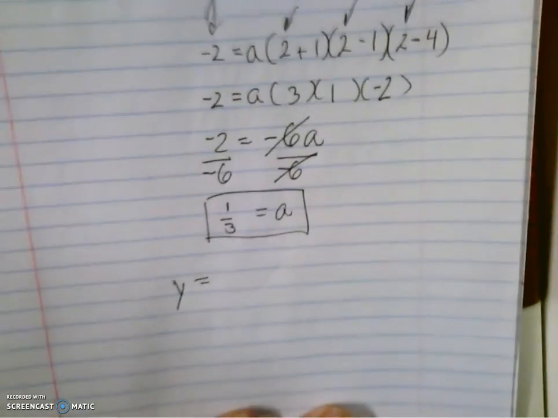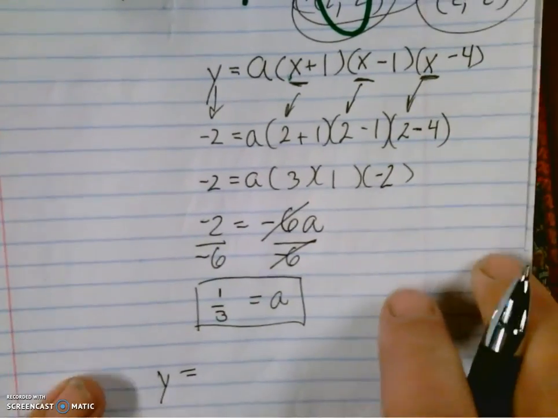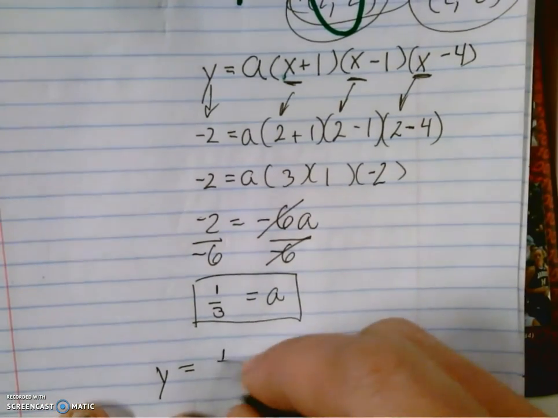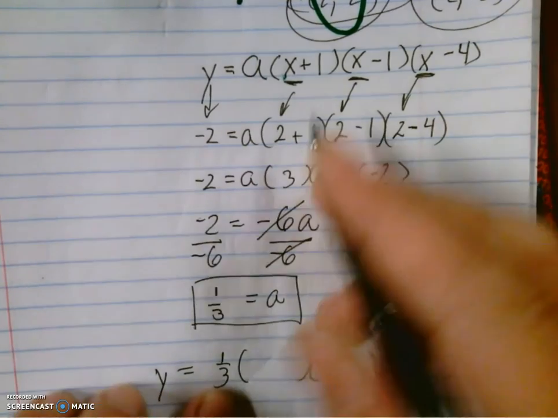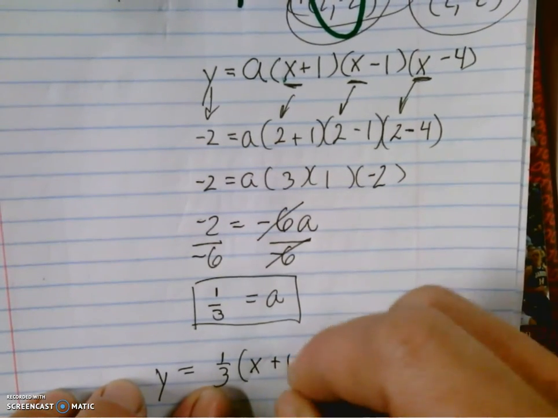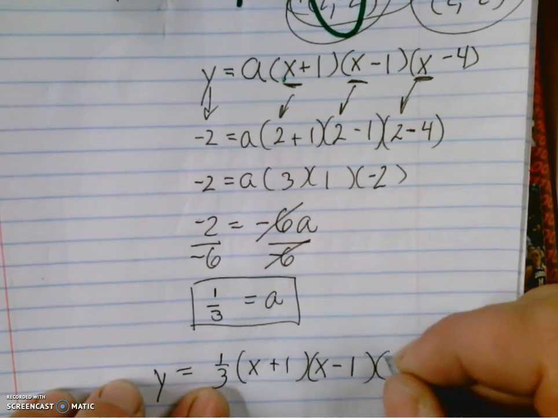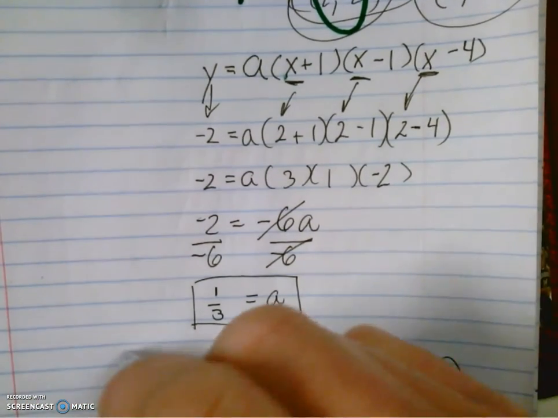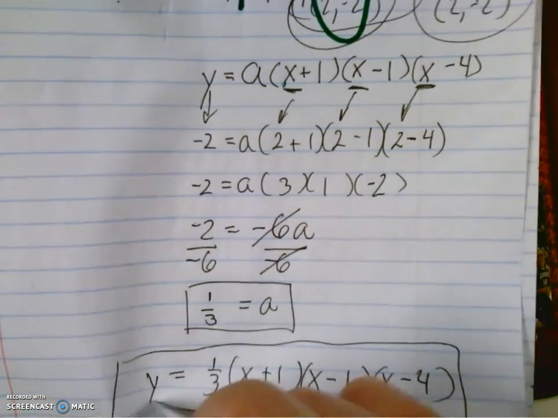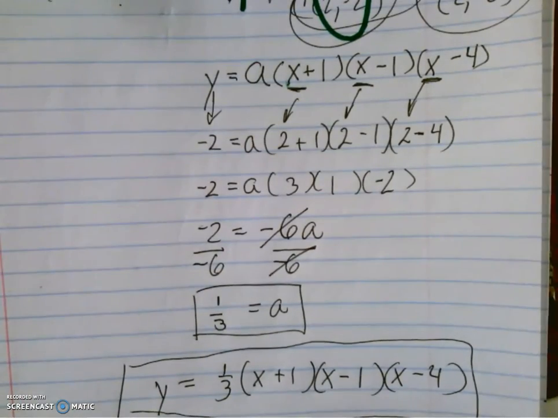All right, now I put a box around that, but that is not actually our final answer. Our goal here, remember, was to graph. What we did is we found the value of a. So that value of a is 1/3. Then we put in the rest of our equation with the x's: x plus 1, x minus 1, x minus 4. That should be our final equation. That equation should make the original graph that goes through our original points.